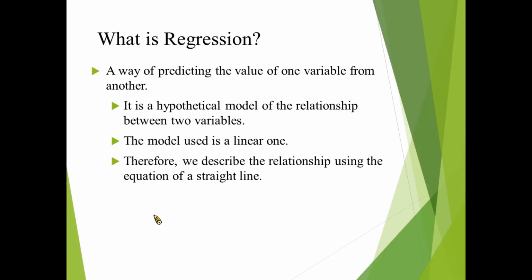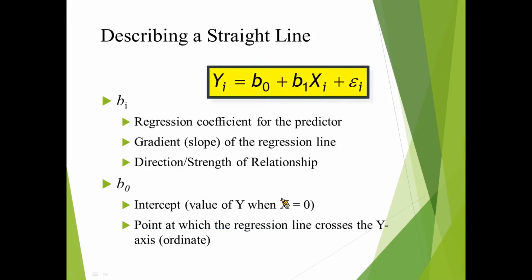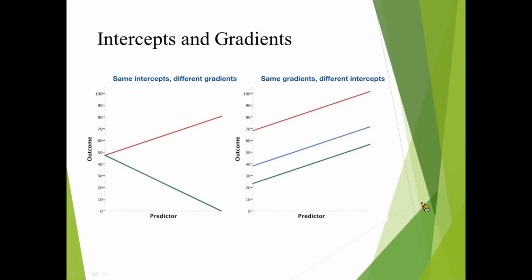So what is regression? This is the way to predict the value of one variable from another. We already talked about this. This is B1, the regression coefficient for the predictor. And B0 is the intercept, and B1 is the slope of the regression line. You can see this one is positive, and the green line is negative, because the slope of this line is negative.